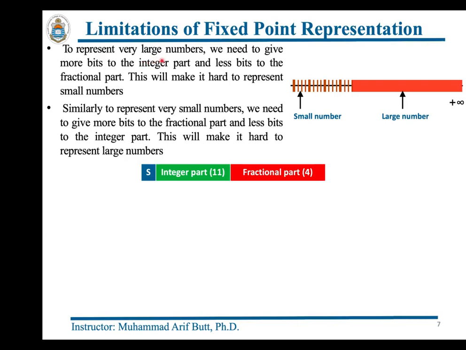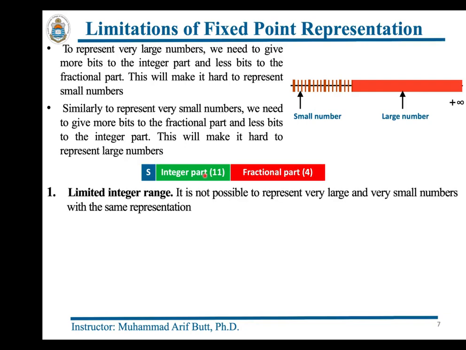Well, as you can understand, to represent very large numbers, we need to give more bits to the integer part and less bits to the fractional part. But this will make it hard to represent small numbers. Similarly, to represent very small numbers, we need to give more bits to the fractional part and less bits to the integer part, and this will make it hard to represent large numbers. So this is a chicken and egg problem.